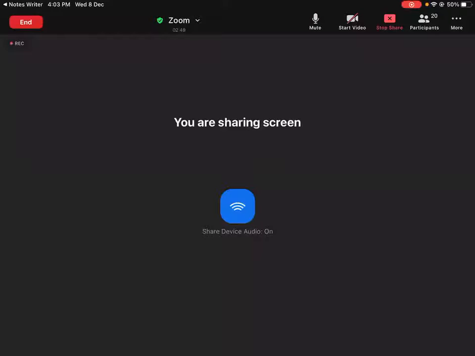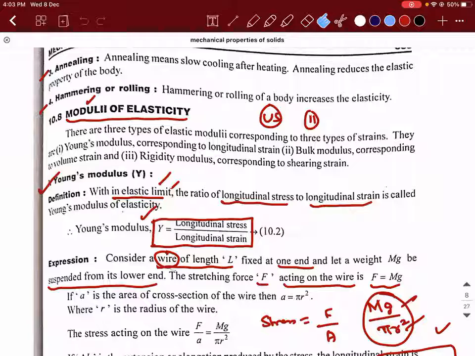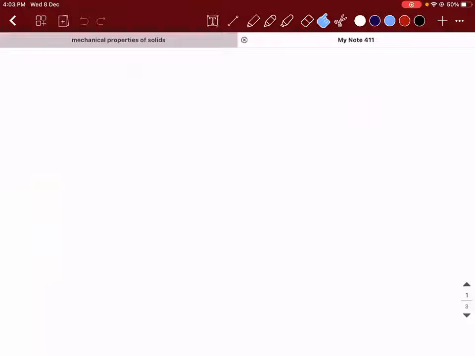Okay. Now we'll continue with the topic of modulus of elasticity. So yesterday we saw two important points. What was it? We saw what is strain and what are the types of strains. So there are three types. We saw these three types.